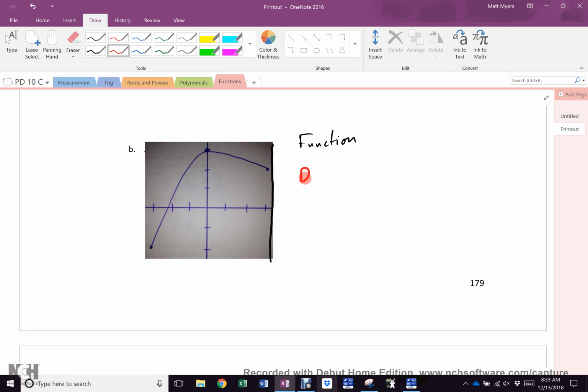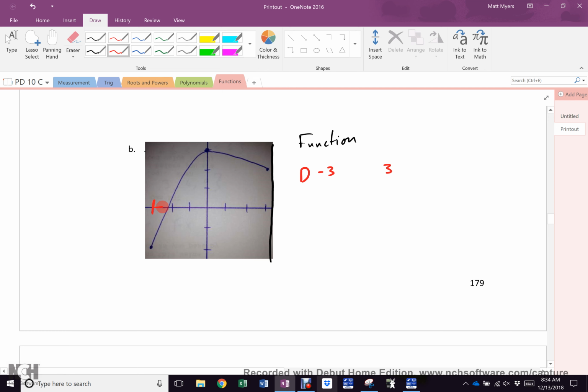So, what is my domain? What is the lowest x value? -3, correct? What is the highest x value? +3, correct? Do I list them? Why not? Because it can be any number from negative 3 to positive 3, yes? How many numbers exist between negative 3 and negative 2? Infinity. Would it be possible to list them? No. So when it's a line, we do this.